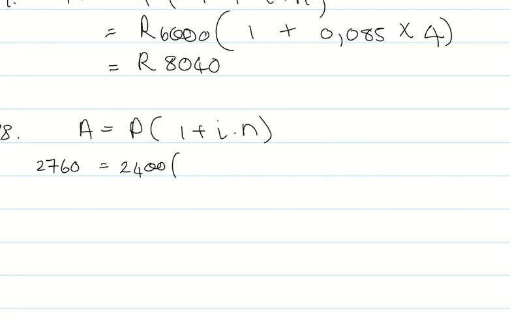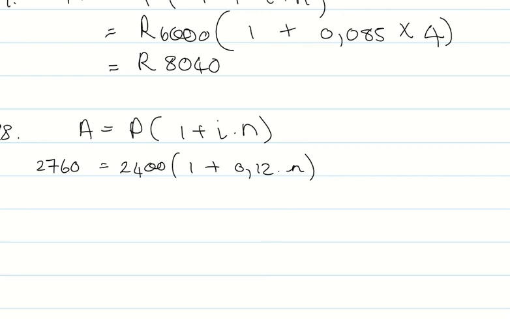2,400. That is what I'm starting with. And then I say 1 plus i. What is i? 12%, which is 12 over 100, so that is 0.12. Do I know what n is? No, I don't know what n is, so I leave it like that. Is everyone with me? Okay.